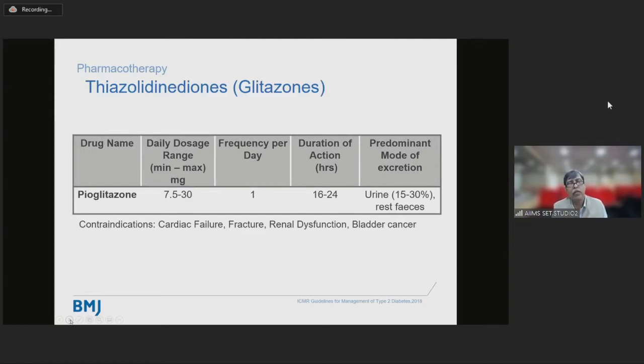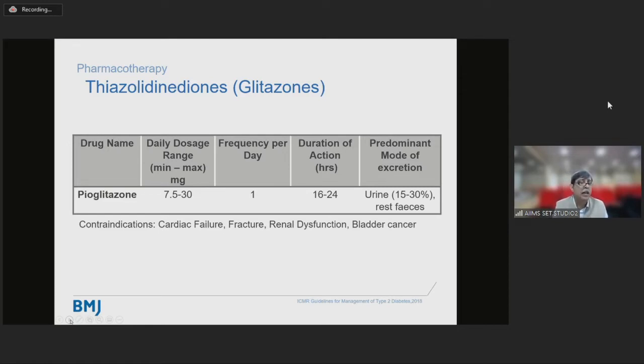Of the thiazolidinediones, rosiglitazone has now disappeared because of the concerns of cardiovascular toxicity. Remember that the whole issue of cardiovascular outcome trials really came about after the rosiglitazone issues. So pioglitazone, we used to give up to 45 milligrams. Now, because of the scare with bladder cancer, remember there was a time when there were big concerns about bladder cancer, and it is now believed that a lifetime cumulative exposure to between 28 and 32 grams of pioglitazone is a limit.